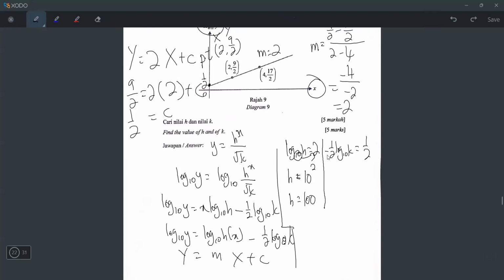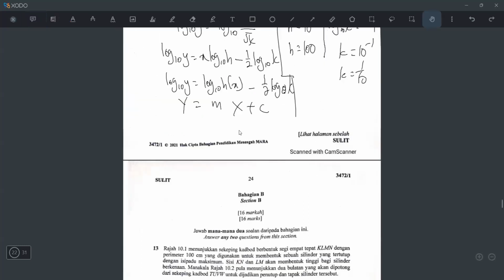So how to find k now? Just move across. First you move the negative 102, then divide, so it is negative 1, and then k is 10 power negative 1, k is 1 over 10. So that's the answer. h is 100, k is 1 over 10. That's how simple it is. All right, I'm done talking. Let's go to section B.